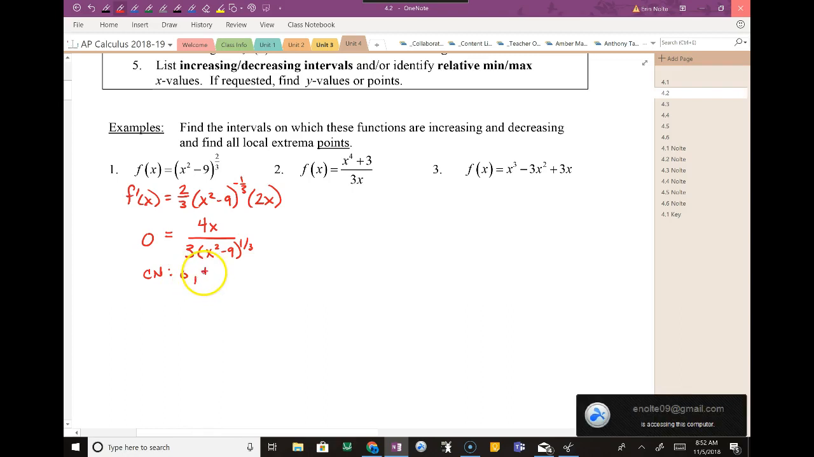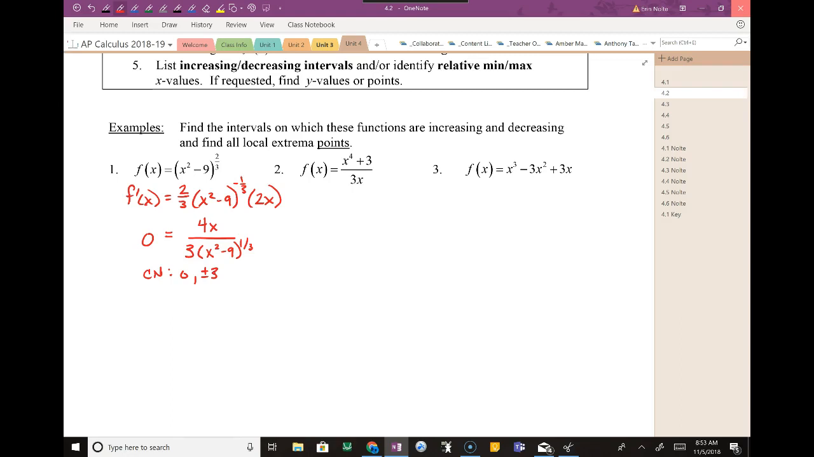At 0 and plus or minus 3. Still okay? Okay, so once we have found our critical values, the next step is that we're going to do our number line test.